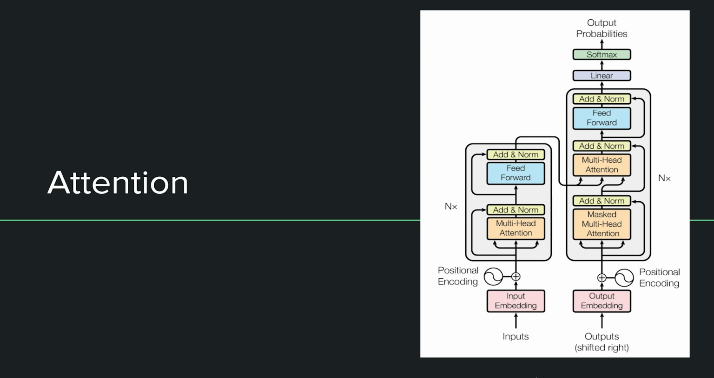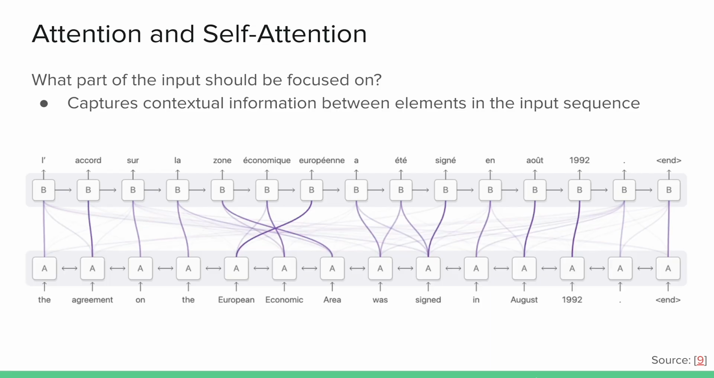Now we come to the most exciting part of transformers, attention. We're going to see that attention appears in our network actually 3 times. And I'm going to start with the first multi-head attention here in our encoder. So attention and self-attention basically tries to answer the question, at what part of our input should we focus on? So it captures this contextual information between elements, how they interact with each other.